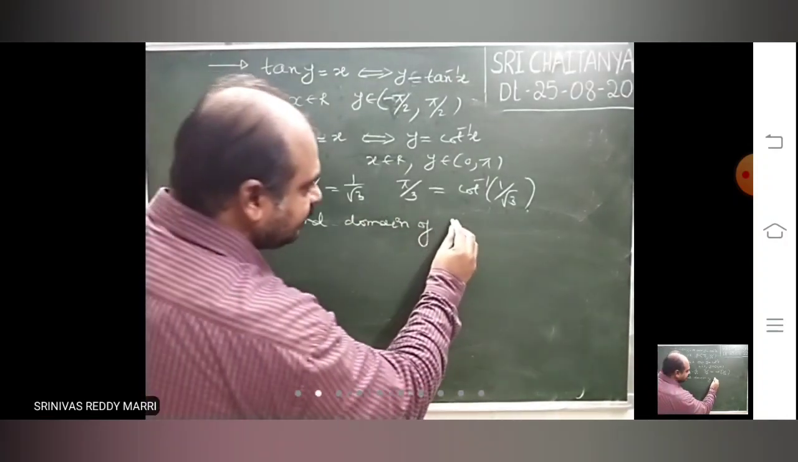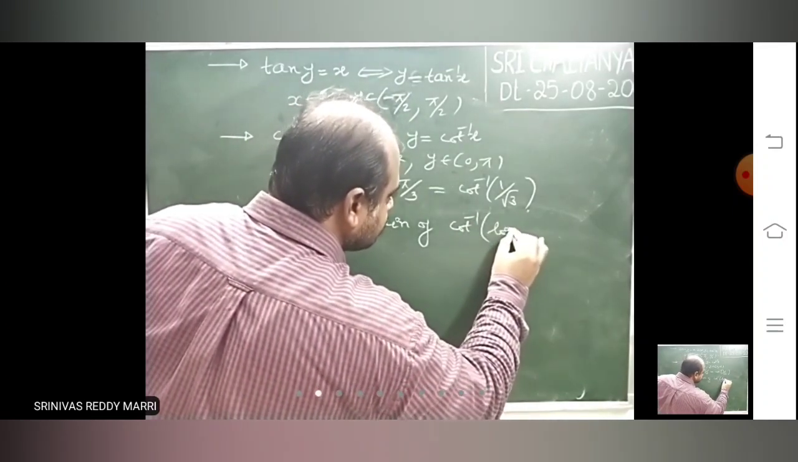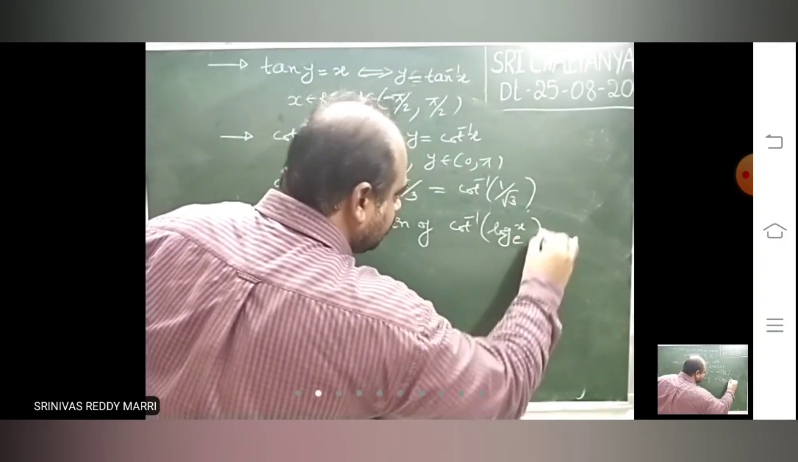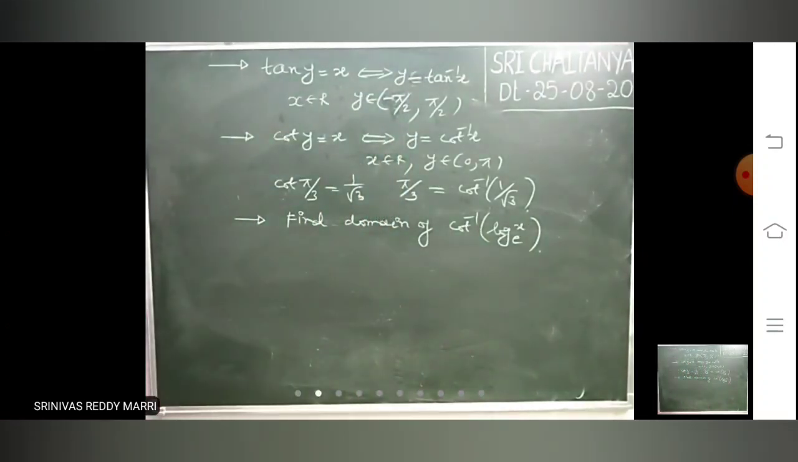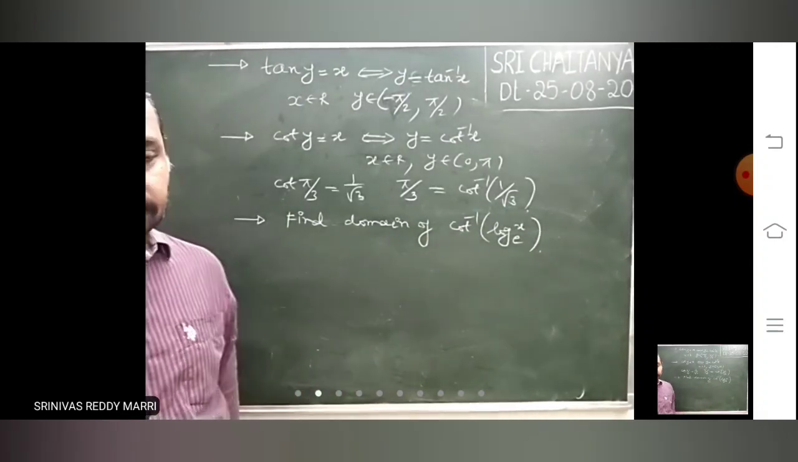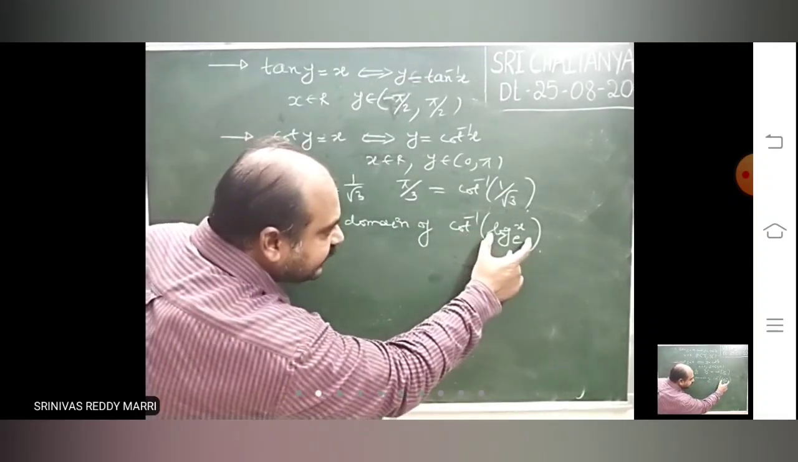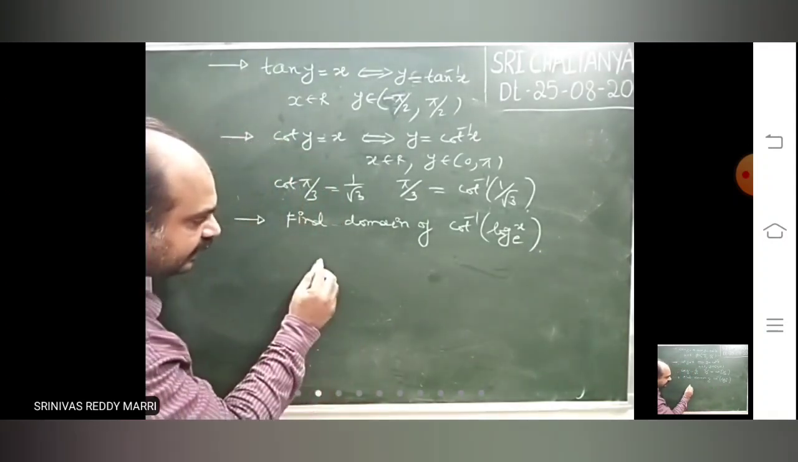Find the domain of the function given like this: cot inverse of log x to the base e. Suppose the function is given like this, cot inverse log x to the base e. You know that cot inverse will be defined when the inside one is a real number.